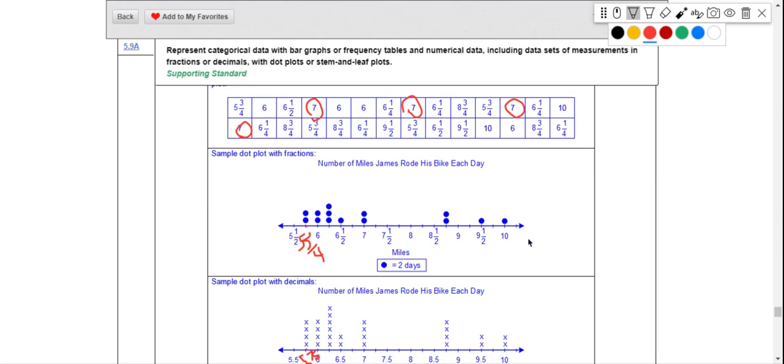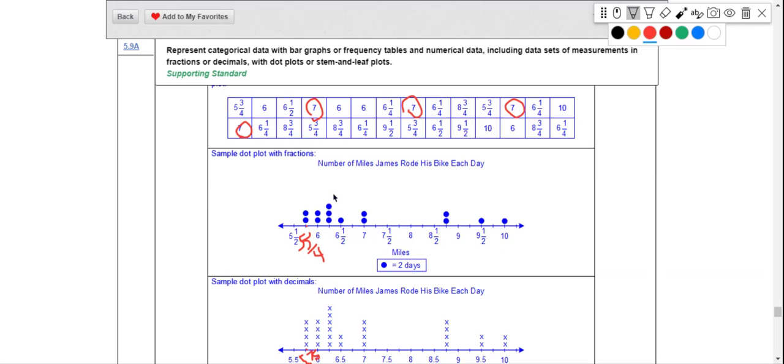Now, if I was to ask you, how many days did he ride 6 miles? Okay, so the key is, I'm going to look at 6. How many dots does it have? It has 2 dots. Well, each dot is 2 days. So this dot is 2 days, and this dot is 4 days. So 4 days, he rode 6 miles.